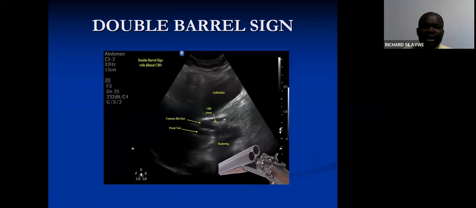Then we have what we call a barrel sign. You can see this one looking like a gun, the two pipes of the gun. So we have the common bile duct here when it is dilated, and the portal vein. So they will be seen like the double barrel. So we call it a double barrel sign, which simply tells you that there is an obstruction somewhere in the common bile duct, especially on the distal part of the common bile duct.